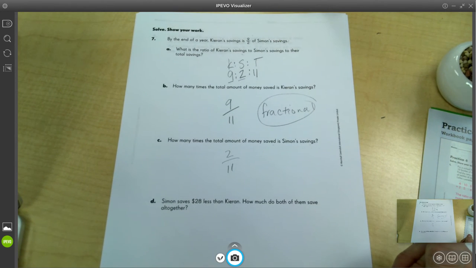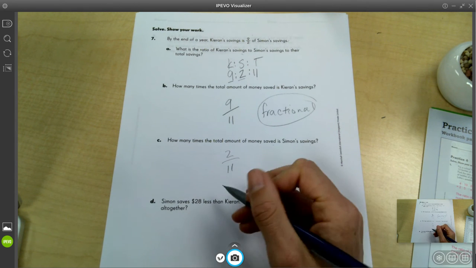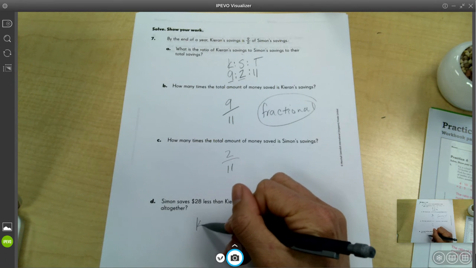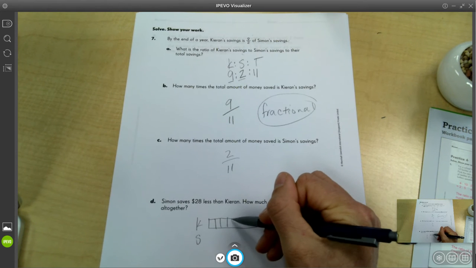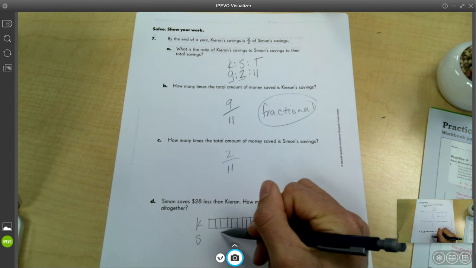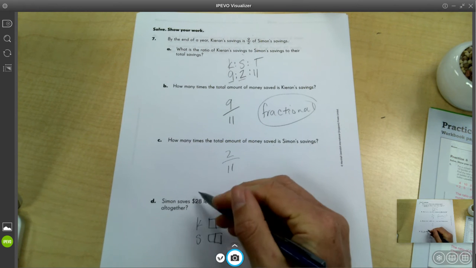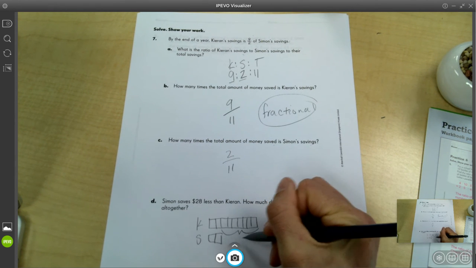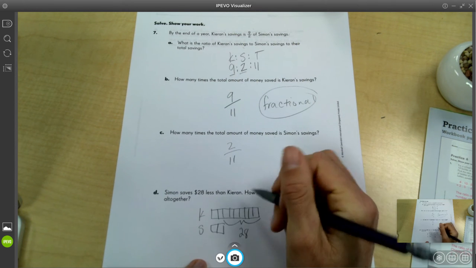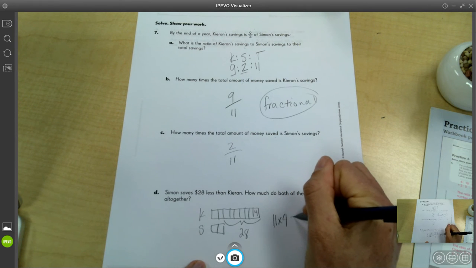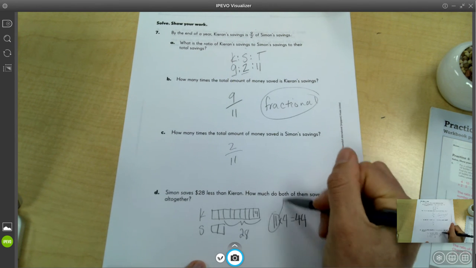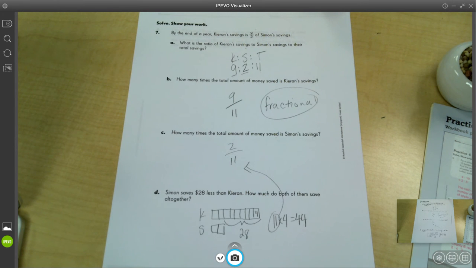All right, Simon saves $28 less than Kieran. How much do both of them save altogether? I'm going to draw a little bar model here. Kieran, Simon. Kieran has 9: 1, 2, 3, 4, 5, 6, 7, 8. Simon has 2. He saves $28 less, so that means the 7 is 28. 28 divided by 7 is 4. Each box has 4. There are 11 boxes, equals 44. I know there are 11 boxes because I already knew the total was 11. I have $44 all together.